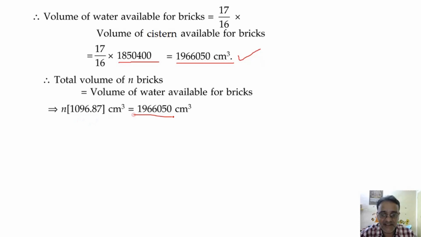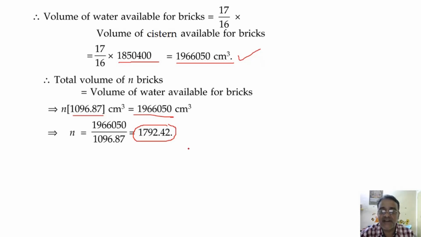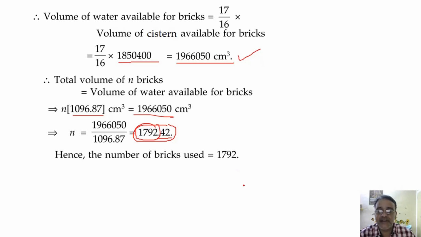Now we'll divide this by 1096.87. So we'll get approximately 1792.42. Now we will not round up including the decimal, because if we round up then the water will overflow. That is why we will take only the integral part, that is 1792. Hence the number of bricks used is equal to 1792. Okay, any doubt here?